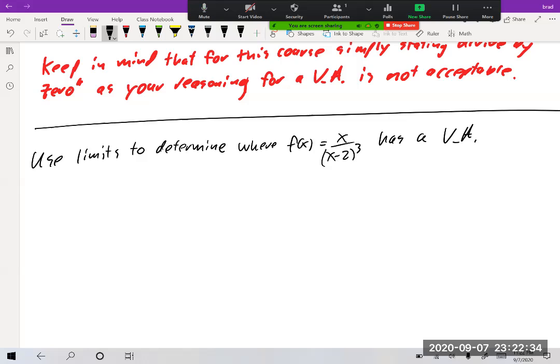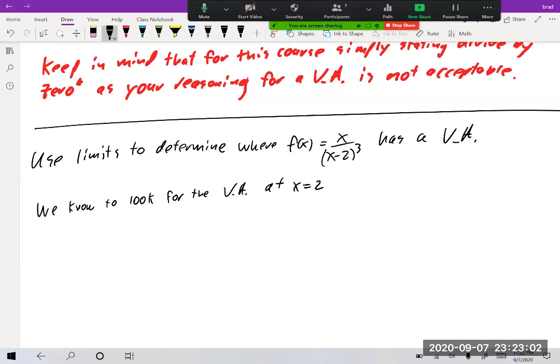Okay. And then, once you find the vertical asymptote, tell me where they are. So the part about pre-calculus is you can say, okay, well, we know where to look for the vertical asymptote. We know to look for the vertical asymptote at x equals 2, right? Now we just have to prove there is one there.